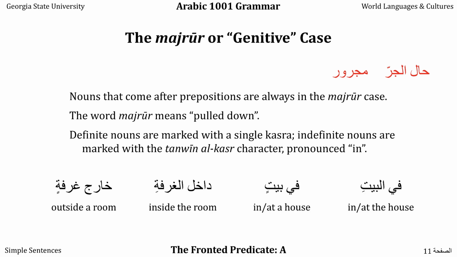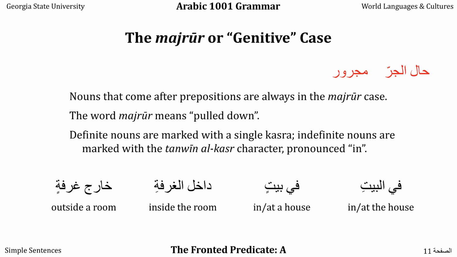So if we look at these examples, fil bayti, in or at the house. Al-bayt immediately follows the preposition fi, so it's in the majrur case. It gets a single kasra because it's definite. Fi baytin, in or at a house. Bayt here is indefinite, so it gets marked with this little double kasra character. His name is tanween al-kasr, just like the double dhamma is tanween ad-dhamm, and this character is pronounced in. So we say fi baytin.